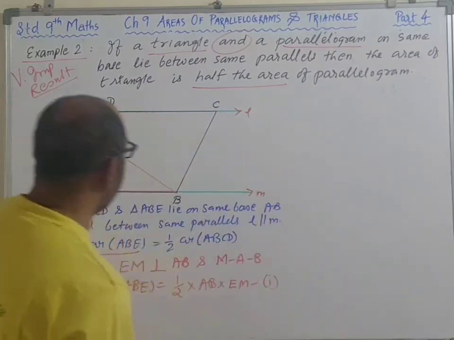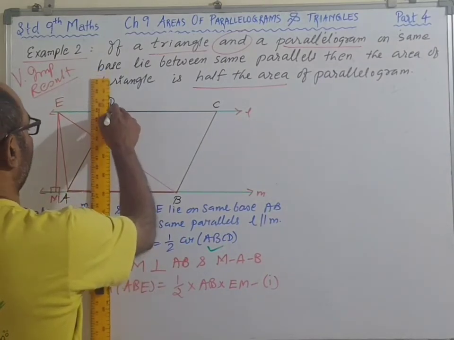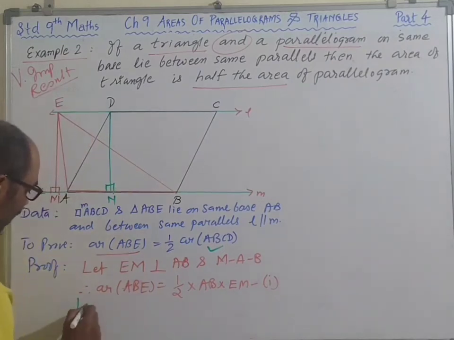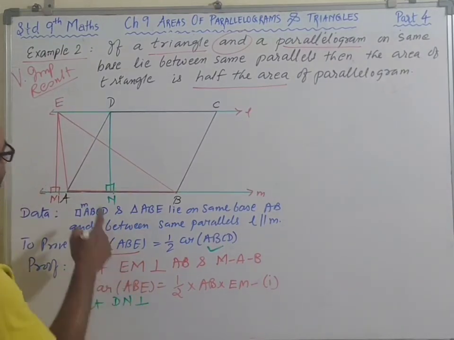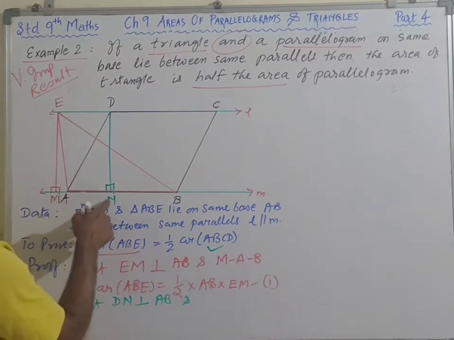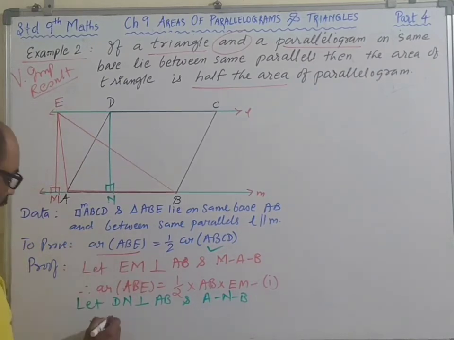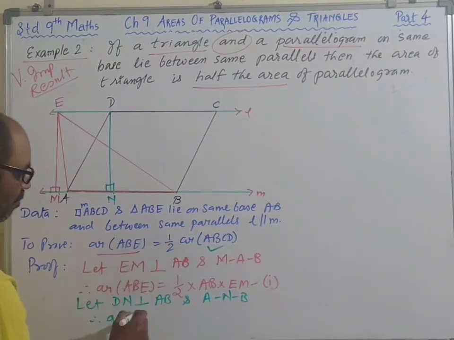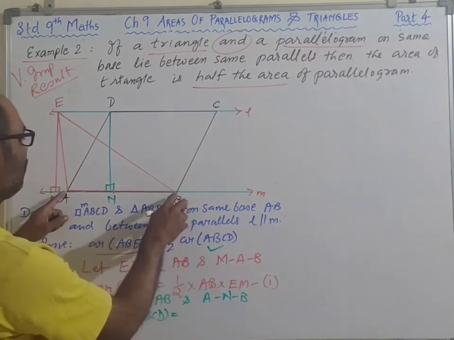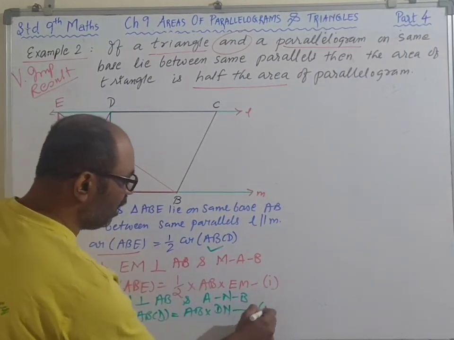उसके बाद I want area of this ABCD. So I'm going to take altitude from D. Let DN be perpendicular to AB and A'N'B. Therefore, area of parallelogram ABCD, उसमें हाफ नहीं आएगा, only base into corresponding altitude. बेस AB है और अल्टीट्यूड DN है, result 2.